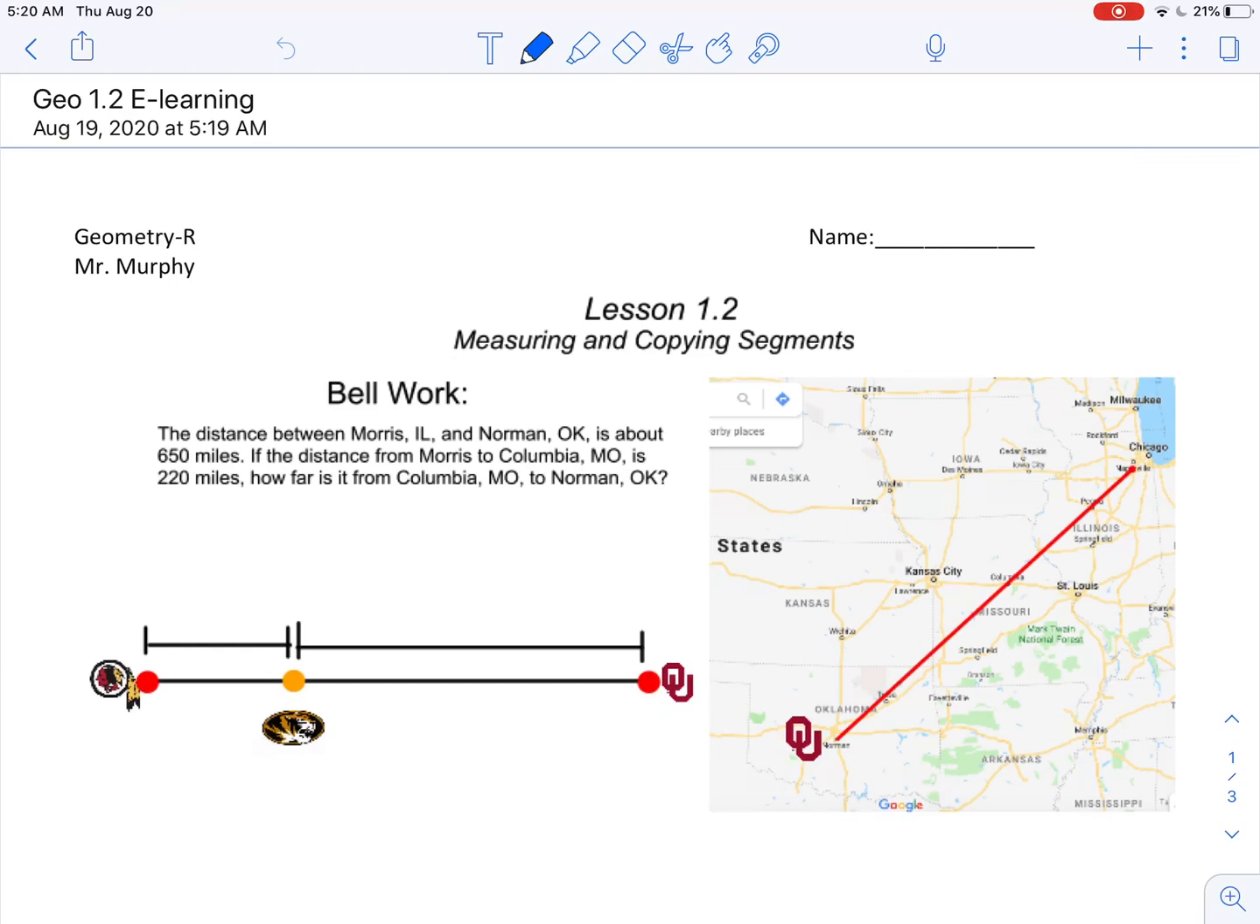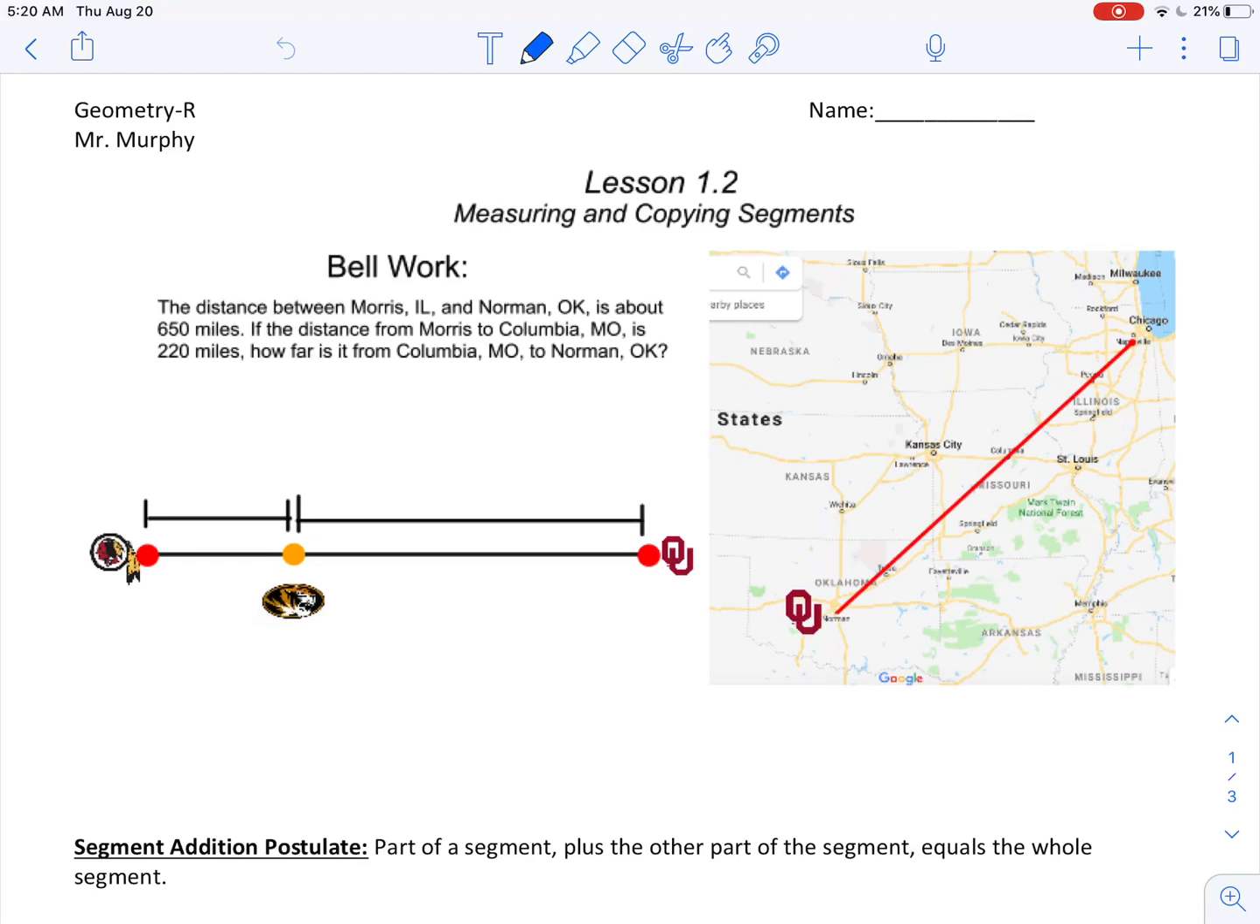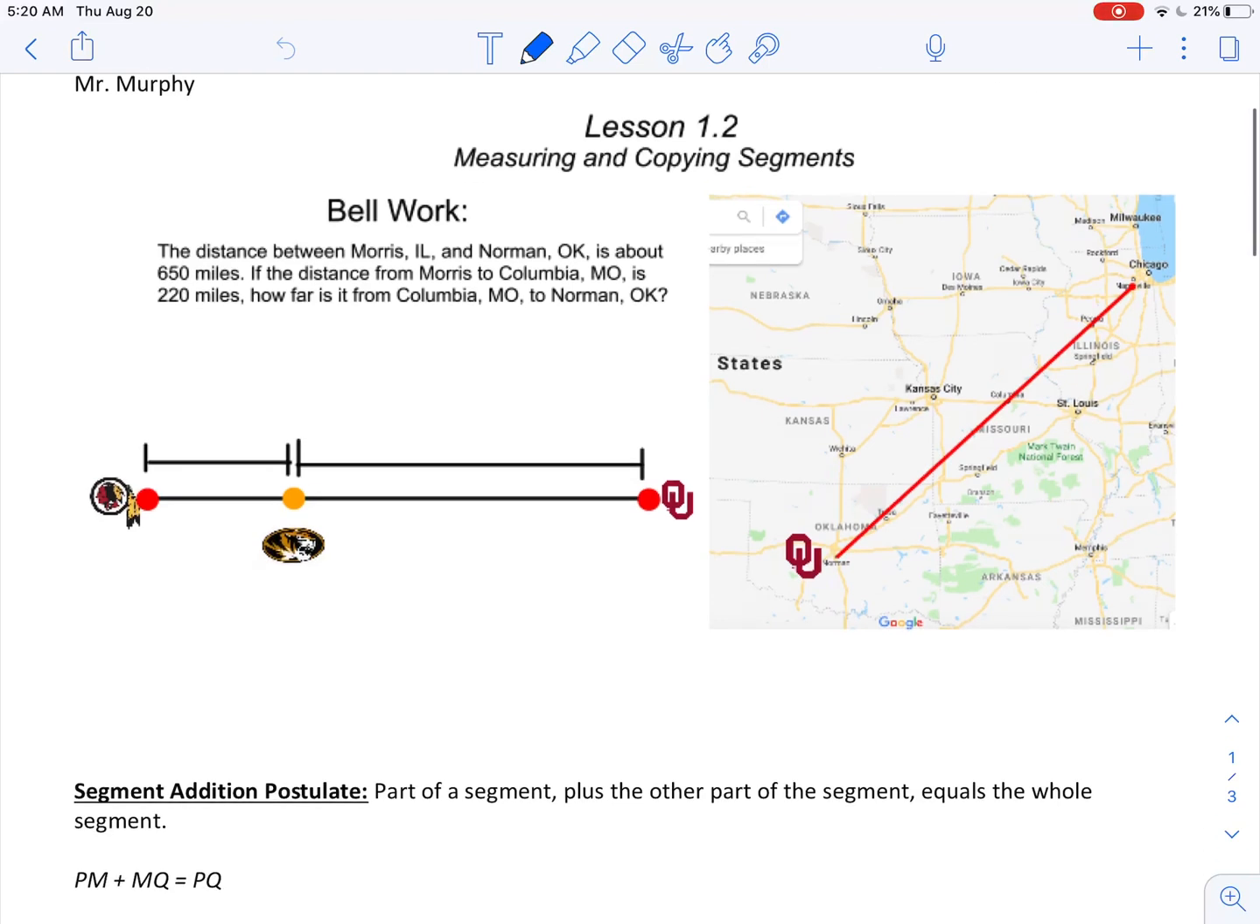So today we're going to be doing the segment addition postulate. And it's something that you've probably been doing all your life, but we're just putting a formal name to it right now. So I want to start off with a word problem.